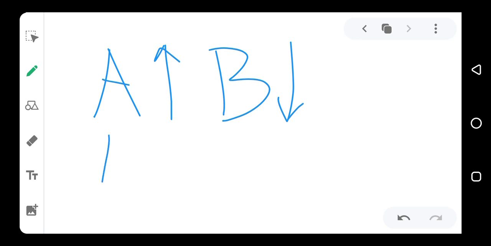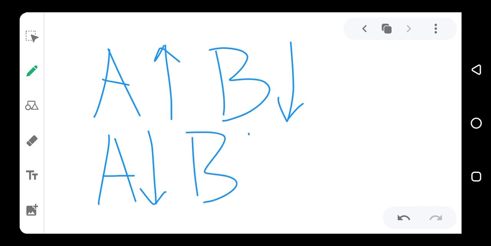Or if a is reducing, b will be increasing. So they have opposite effects. If the other one is going this side, the second one will be going the other side. Call it indirect or inverse variation. Indirect or inverse.